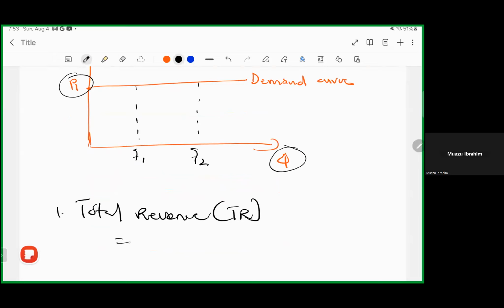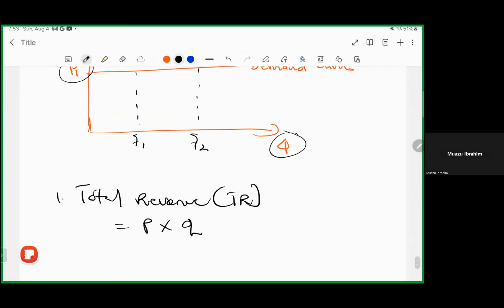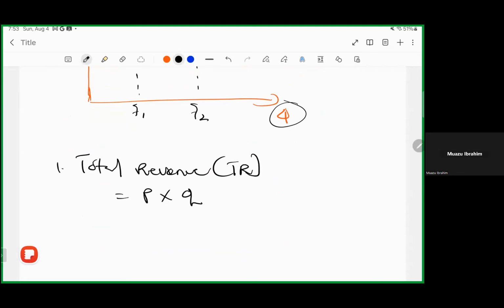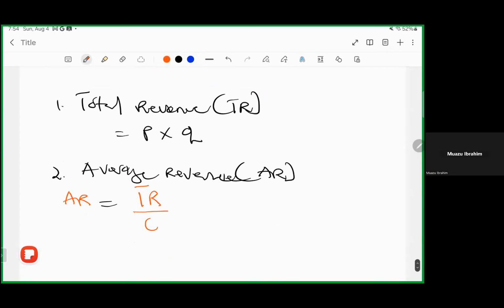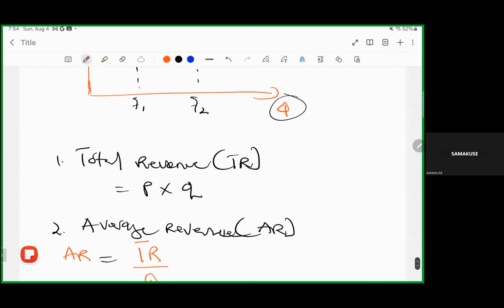TR would be what? Price times what? Quantity. Is that not it? Total revenue will be price times quantity. Now we have what is also called the average revenue, AR. And the average revenue is given as our total revenue divided by what? Divided by output. Quantity. Excellent.